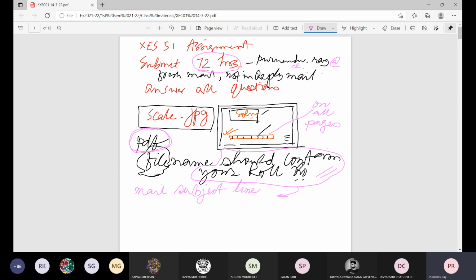Okay, so can I remove this portion? Yes, sir.